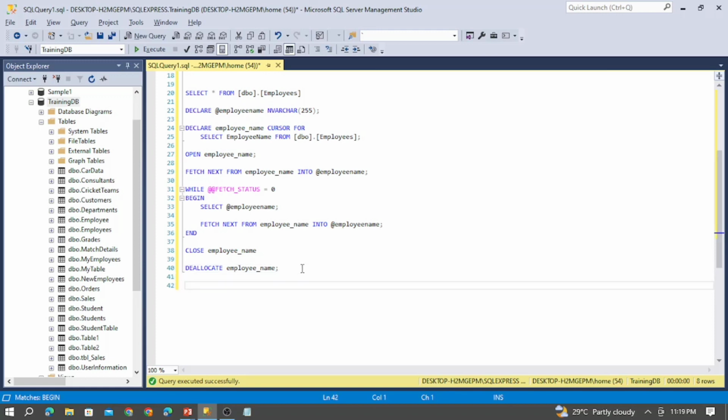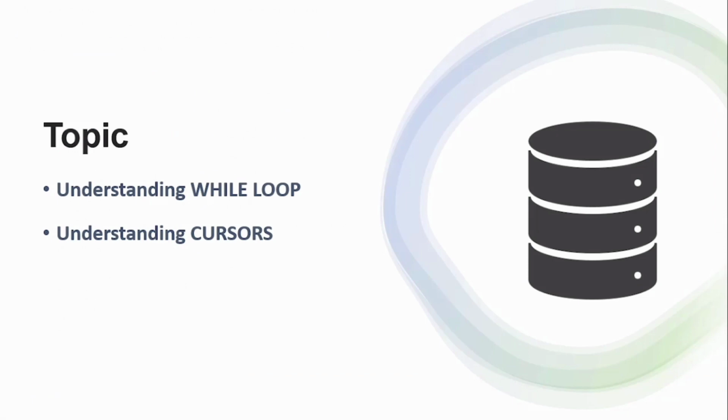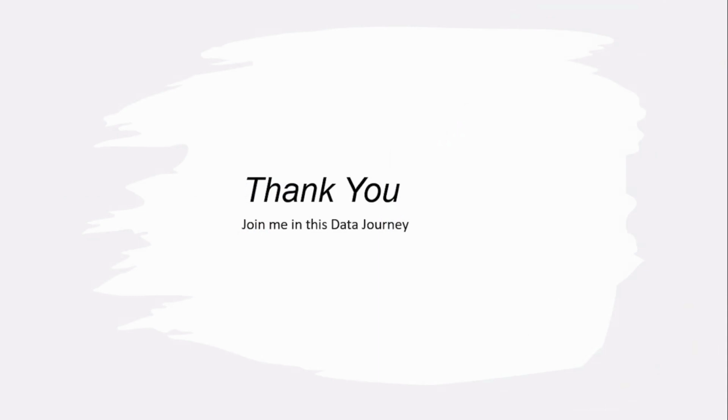So these are the two available looping statements in SQL Server. You can use a while loop to repeat a set of code repeatedly until a boolean condition is true, and you can use a cursor to iterate over the values one by one in your result set. I hope you have understood what a while loop is and what a cursor is, and how you can create a while loop and a cursor, and how we can use these efficiently in our queries.